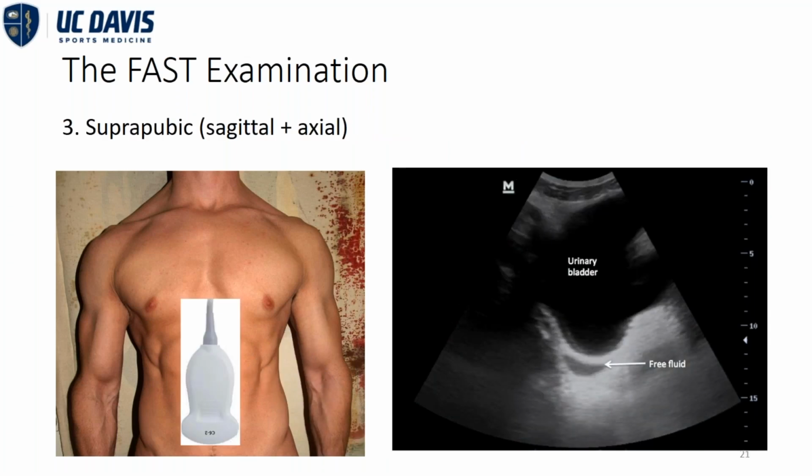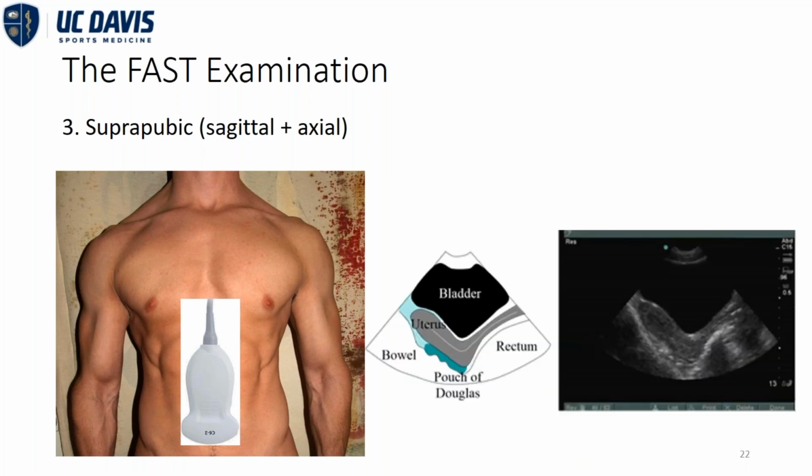The third view is going to be the suprapubic view. In this view, you're going to look for the urinary bladder. You're going to try and find free fluid outside of the urinary bladder. You're going to sweep in two planes, the sagittal and the axial plane, because that bladder can be pretty large and you want to make sure you're evaluating all the potential spaces.